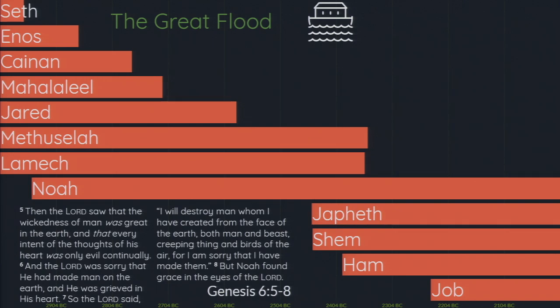It says this: "Then the Lord saw that the wickedness of man was great in the earth, and that every intent of the thoughts of his heart was only evil continually. And the Lord was sorry that he had made man on the earth, and he was grieved in his heart. So the Lord said, I will destroy man whom I have created from the face of the earth, both man and beast, creeping things and birds of the air, for I am sorry that I have made them."